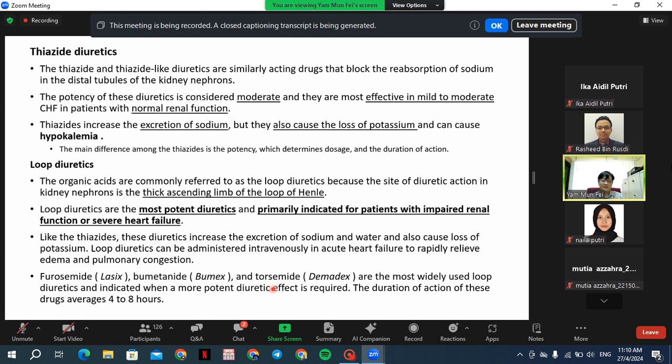So I highlight the important point now. Thiazide is for patients with normal renal function and mild to moderate heart failure. Loop diuretic is suitable for severe patients with impaired renal function.